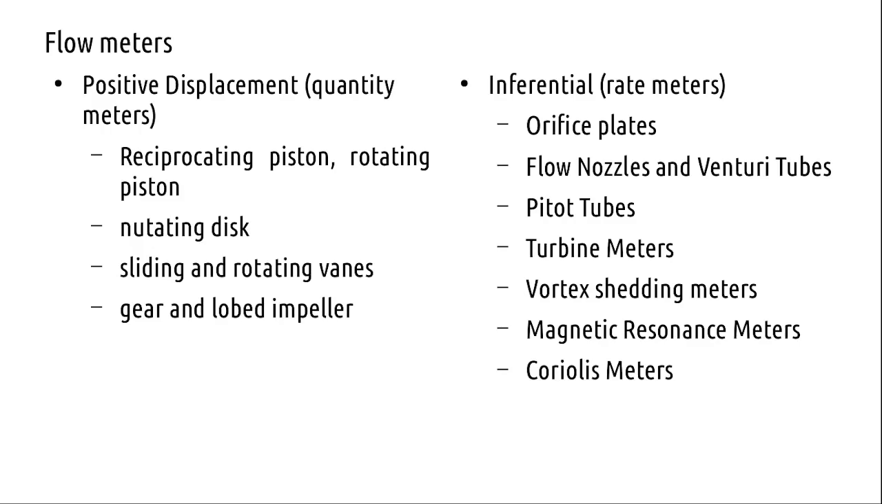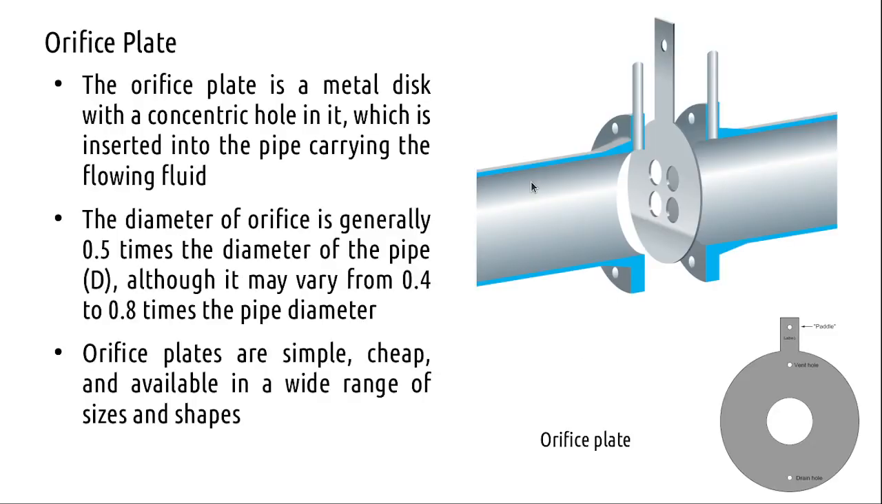In the domestic water meter, you have a disc which is rotating. So there is a nutating disc, that is what you call. Usually the domestic water meters are nutating disc types. Then we started with the inferential or rate type of meters, and we discussed orifice plates. The orifice plate is the simplest one, which is widely used in industry. Its accuracy is less, but it gives you an estimate of the fluid flow. Basically, it's just a plate with a specific shape hole within it, through which the fluid flows.